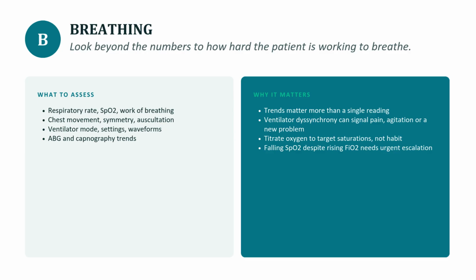Check the ventilator mode, the settings, and the waveforms. You can tell lung compliance when you've been doing it for a while. Blood gases and capnography trends are also useful. Why it matters: trends matter more than a single reading. Ventilator desynchrony can signal pain, agitation, or a new problem.